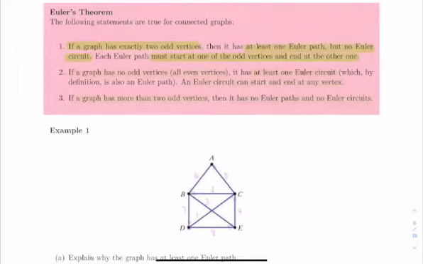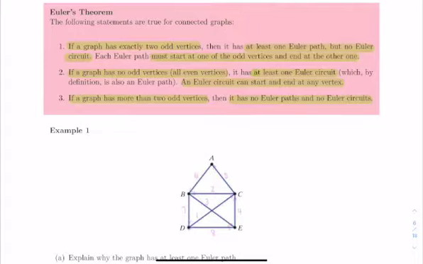If a graph has no odd vertices, or they're all even, then it has at least one Euler circuit, which by definition, it also has an Euler path. Because every circuit is a path, but not every path is a circuit. An Euler circuit can start and end at any of the vertices. If a graph has more than two odd vertices, then it has no Euler paths and no Euler circuits.